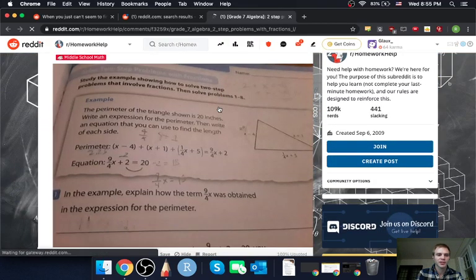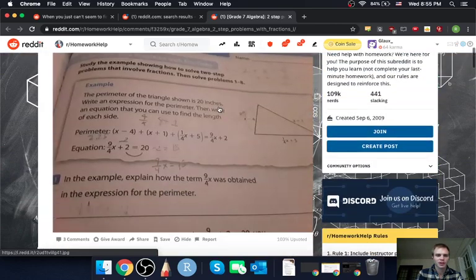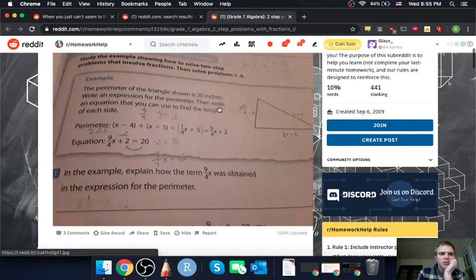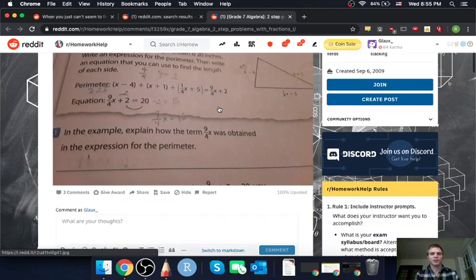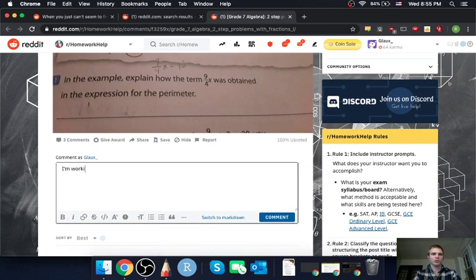Ooh, this textbook. Okay. What am I looking at here? Study the example showing how to solve two-step problem. All right. I don't even know what a two-step problem means. I'm just going to post in the link. I'm working on your problem in this live stream.